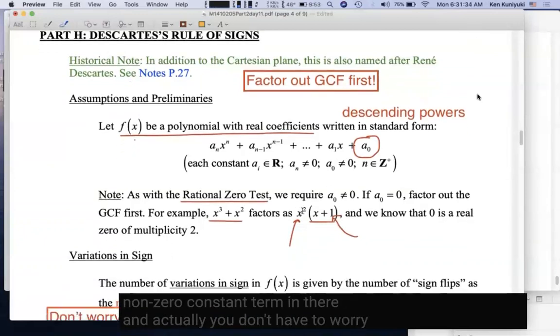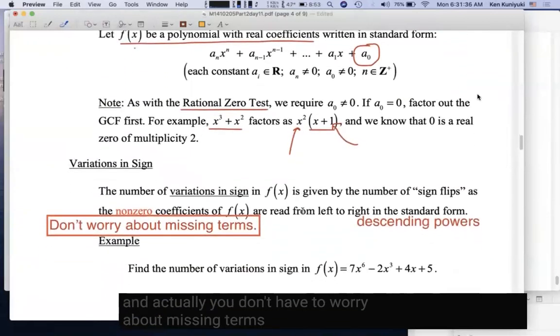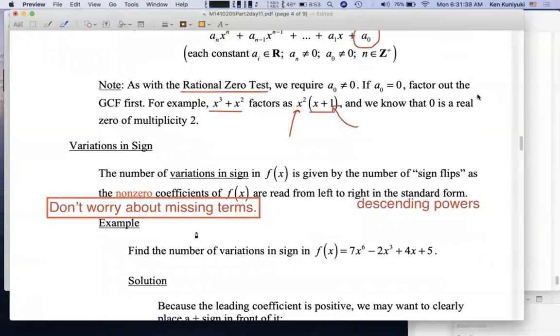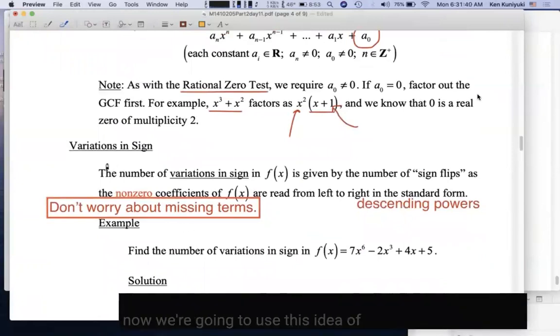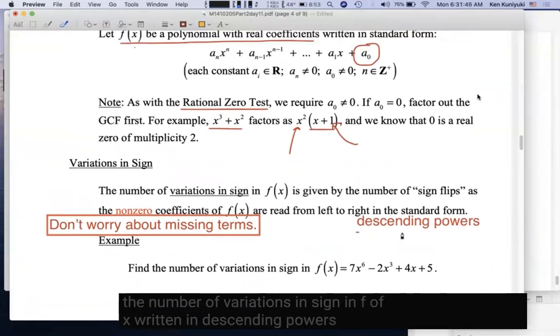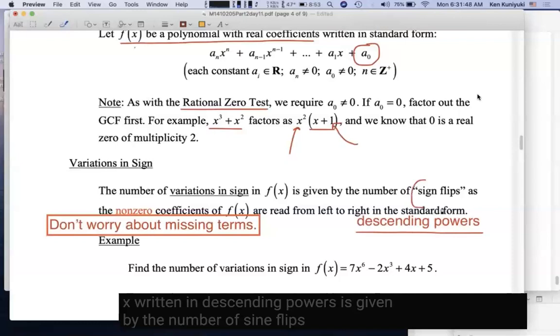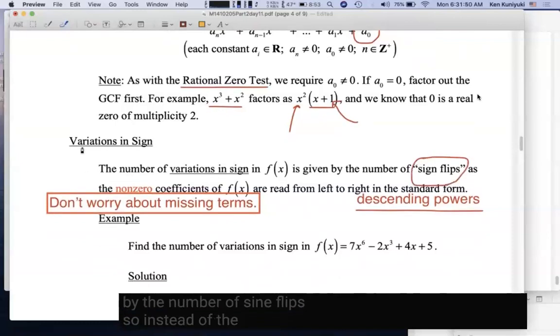And actually, you don't have to worry about missing terms. Now we're going to use this idea of variations in sign. The number of variations in sign in f of x, written in descending powers, is given by the number of sign flips. So instead of the fancier term variations, I might just refer to sign flips.